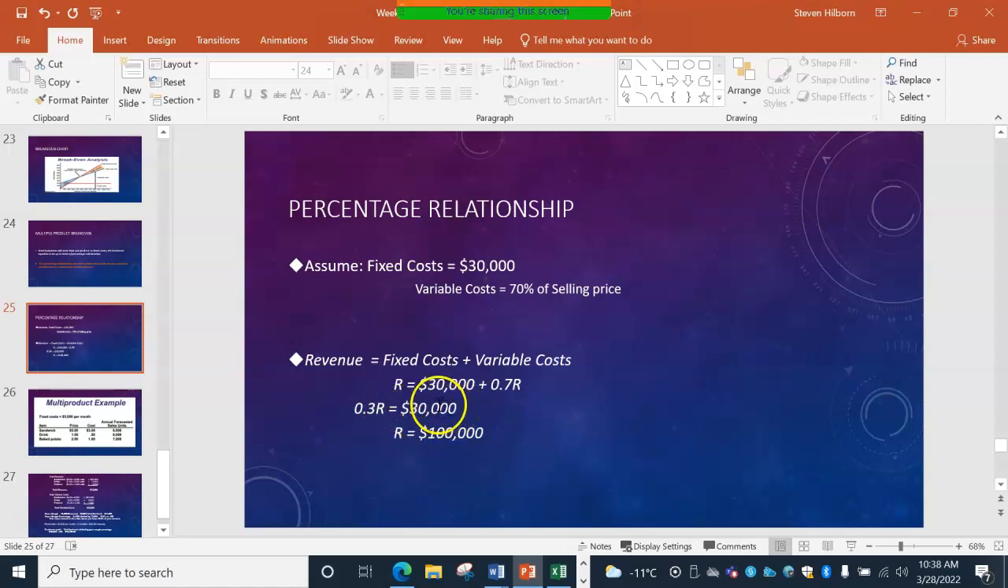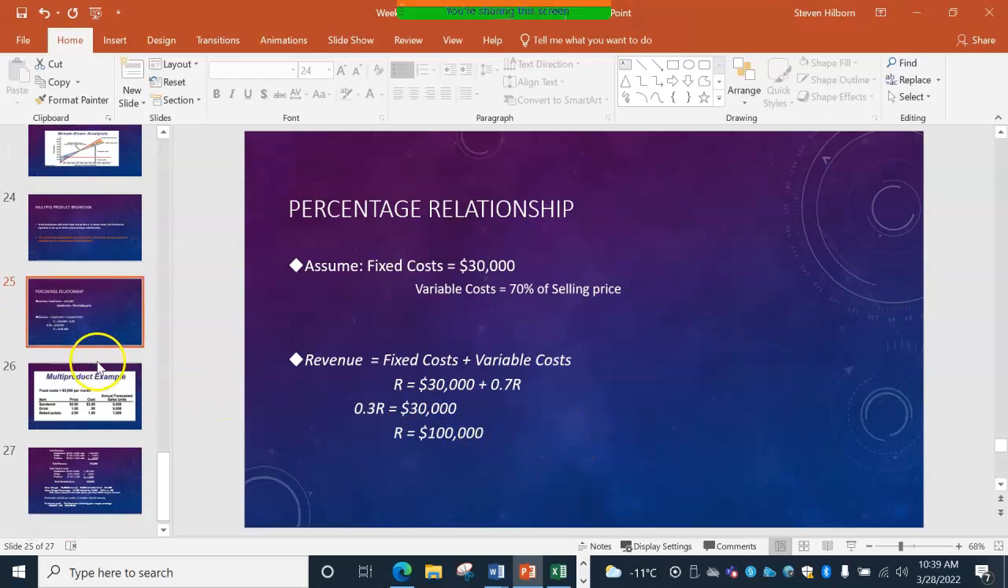Therefore, if I divide that, I will have to make $100,000 in revenue in order to pay for my fixed cost of $30,000. Because 70% of that $100,000 goes to pay my variable costs, my food costs, my beverage costs, my labor costs. The rest goes there. So that's my break even, $100,000. And then anything above that, I get to keep.